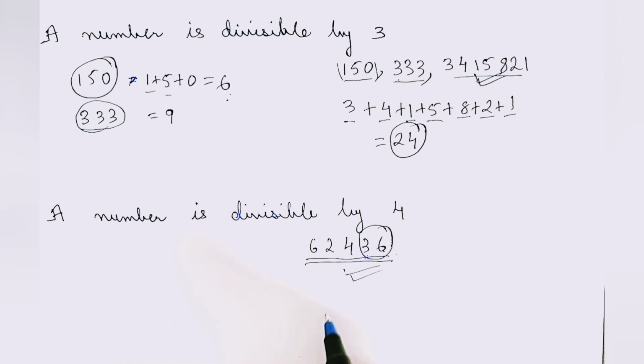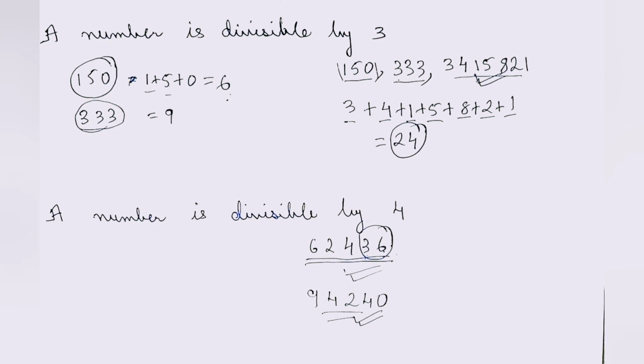Okay. Now let's take one more example. Say the example is 9,4,2,4,0. Now what's in the units and the tens place? It is 40. Is 40 divisible by 4? Yes, it is divisible by 4. So this is also divisible by 4.